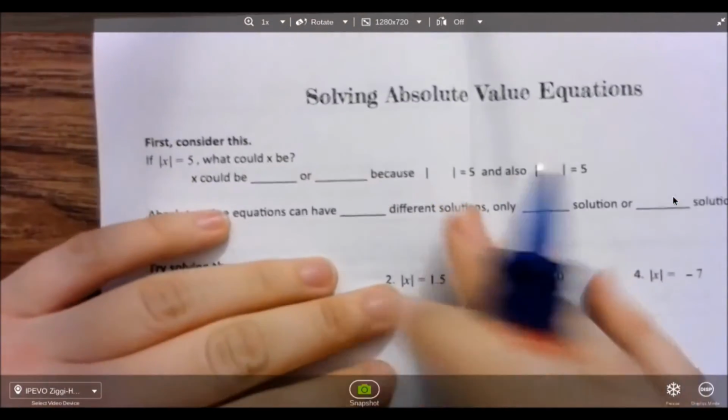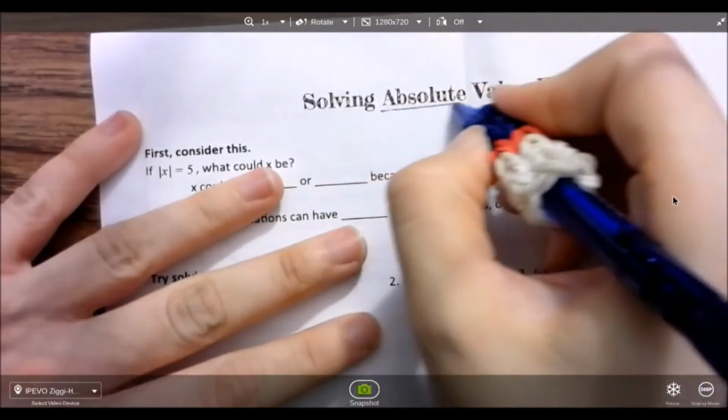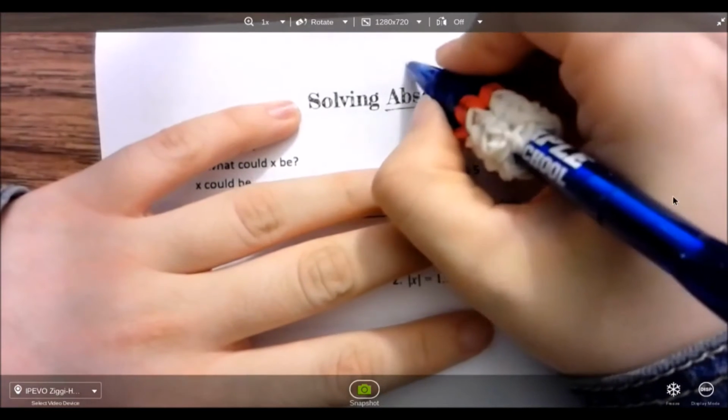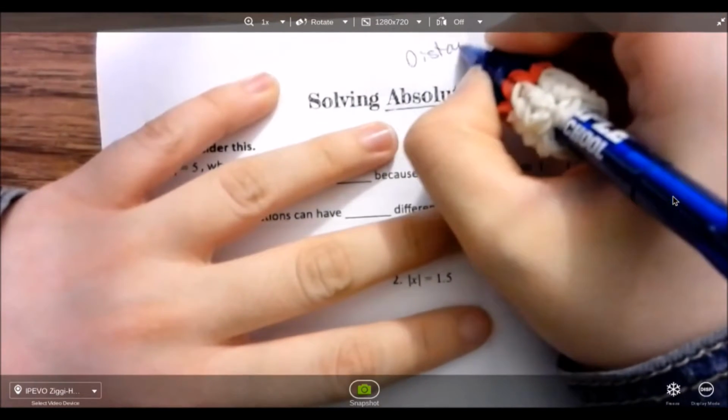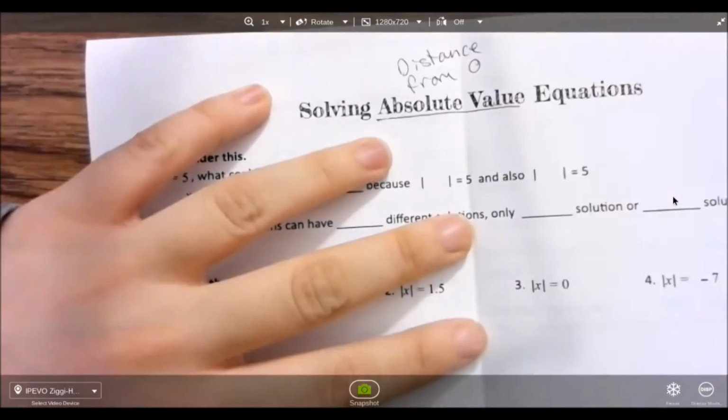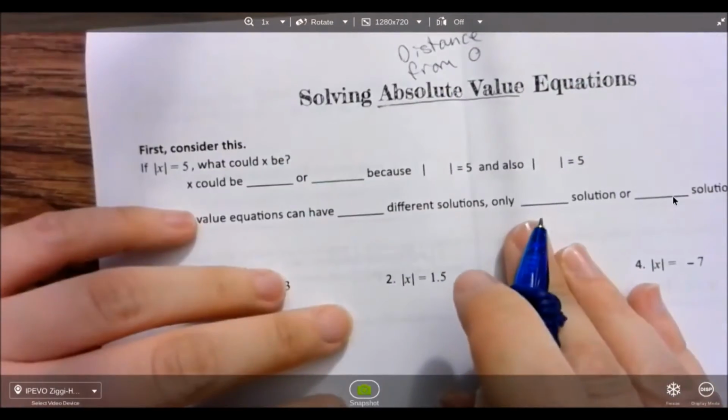So let's just briefly review what is absolute value. You probably learned about it in middle school, maybe a little bit in Algebra 1. And it basically means the distance from zero that a number is. Okay, so absolute value is the distance from zero.